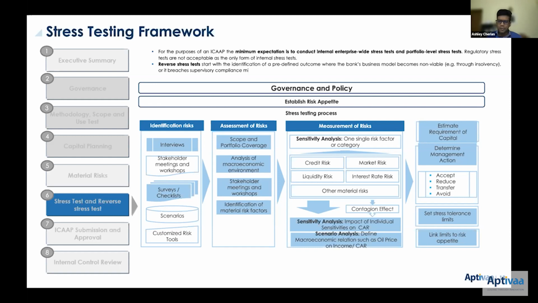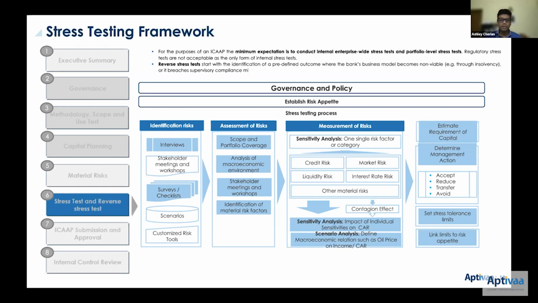But there are also some conversations being had as to whether the regulatory stress tests also need to be rerun as part of the ICAAP process. One very conservative interpretation of the guidance is that you run the regulatory stress test also as part of the ICAAP submission. Again, this is a point that the regulator is best placed to clarify.